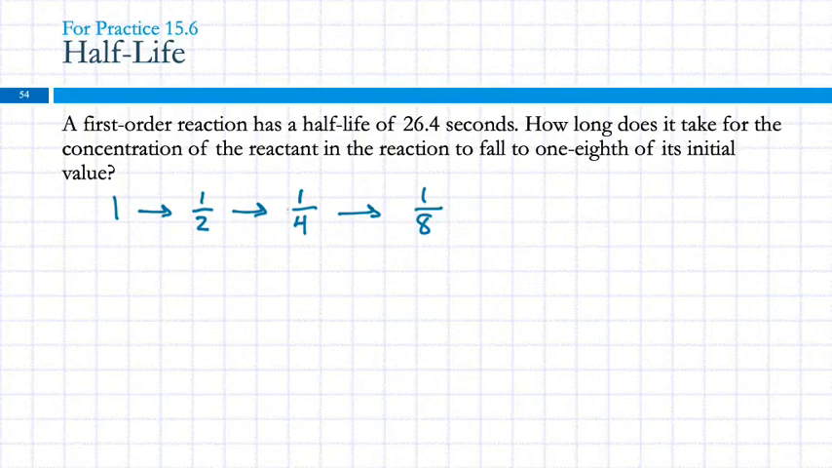So it's just 26.4 times 4? No, it's 1, 2, 3 half-lives. Each of these arrows represents 1 half-life. So it would be 3 times 26.4 seconds. This is something about 80, I think. 79.2.